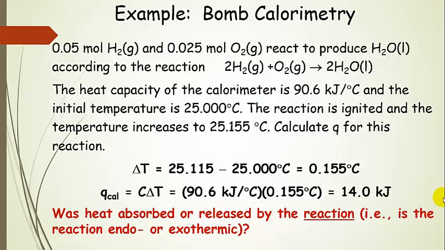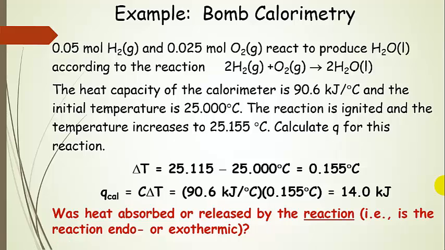Now let's get delta T first. T final minus T initial. So we went from 25.000 degrees C to 25.155 degrees C. That should be a 5 right there. And we ended up with a delta T of 0.155 degrees C. Now if we plug all that in, here's the heat capacity of our whole bomb calorimeter and our temperature change, and we're going to get 14.0 kilojoules.